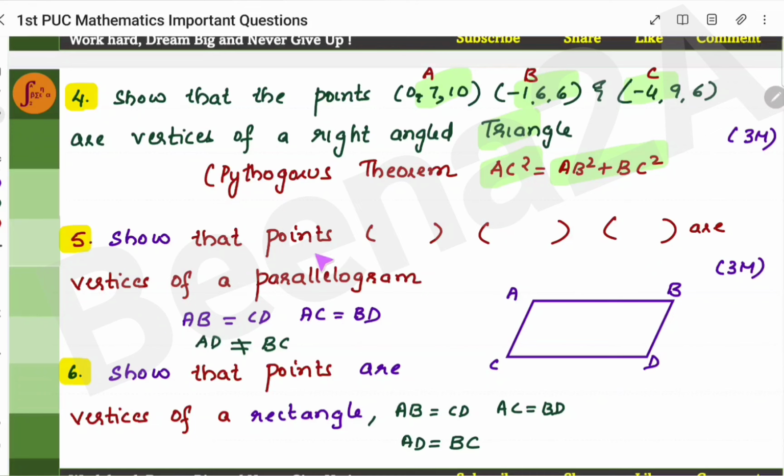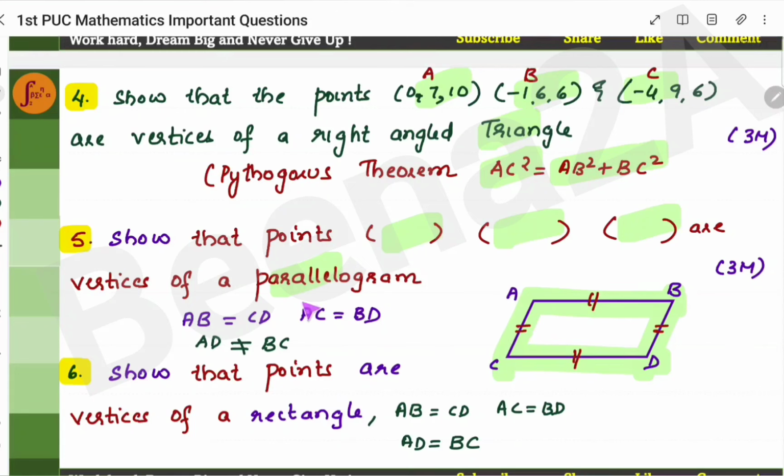Similarly, you can show that the points given are vertices of a parallelogram. How do you say that these points are parallelogram? You have to take AB, it should be equal to CD. AC should be equal to BD. Use distance formula and figure out the values of AB, CD, BD, AC. AB should be equal to CD and AC should be equal to BD.